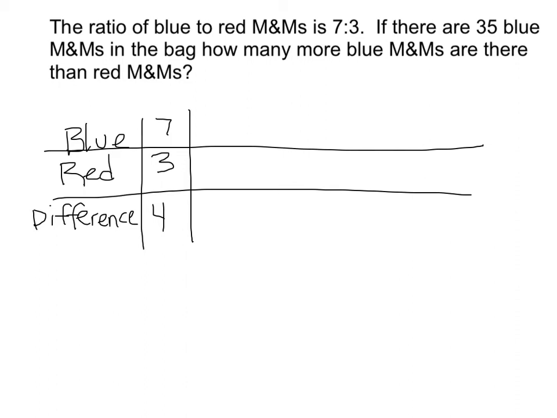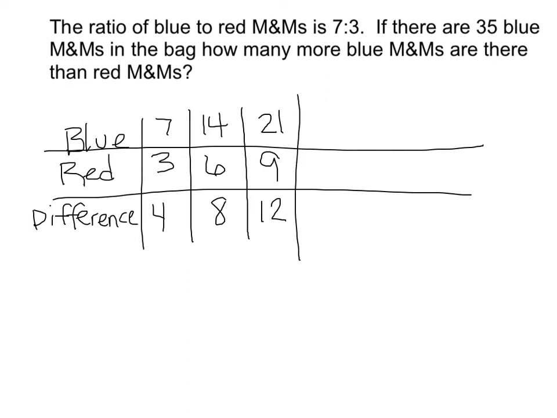So let's add 7 more blue to make 14 blue. And for every 7, there's 3 red. So that would be 6 red. And the difference between those would be 8 M&Ms. Blue would have 8 more M&Ms than red. And we're not there yet. I don't see 35 blue, so we got to keep going. So for every 7 blue, so that would be 21, I have 3 red, which would make 9 red. And the difference between these would be 12. All right, we're not there yet.